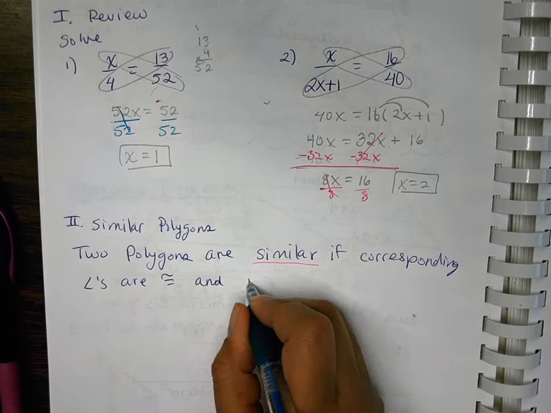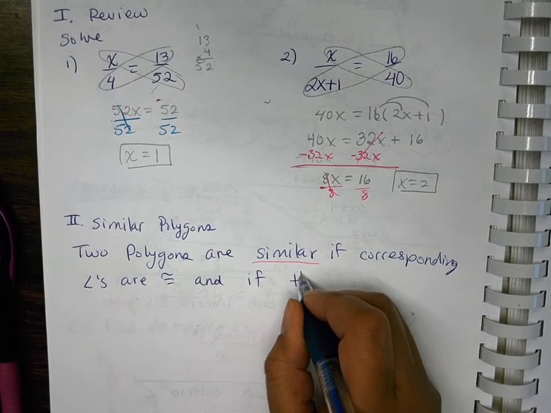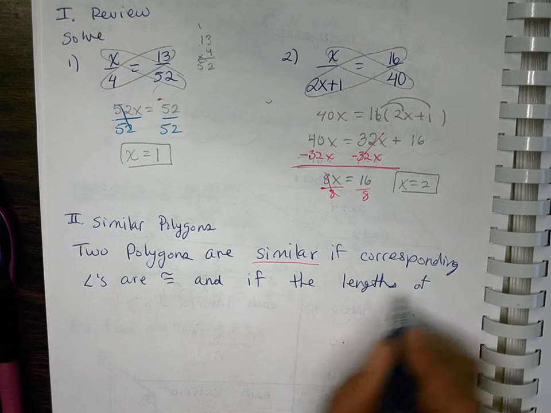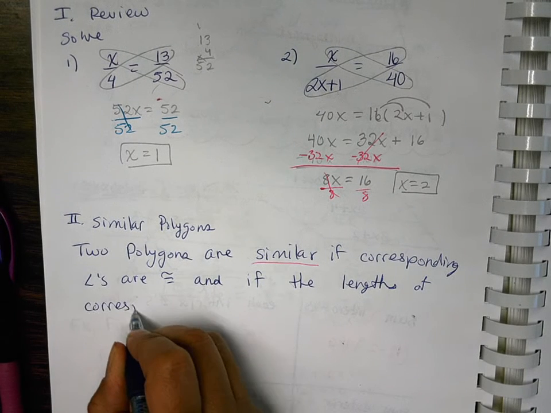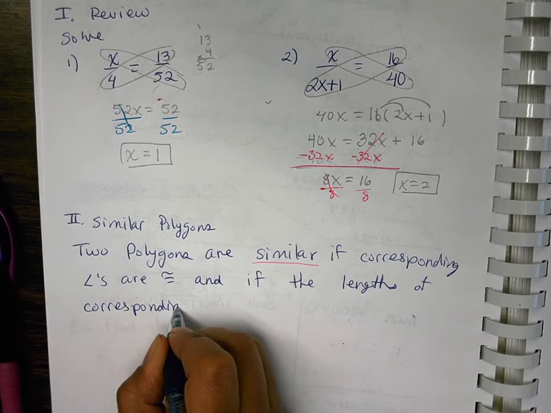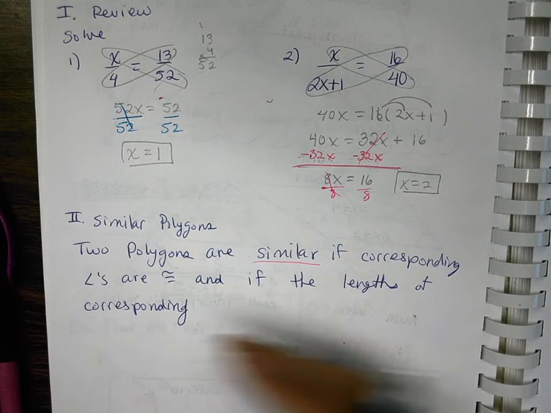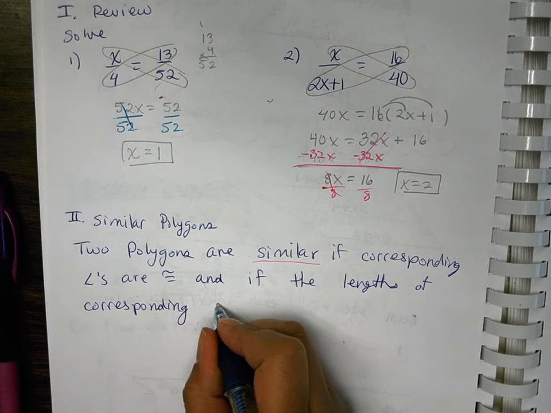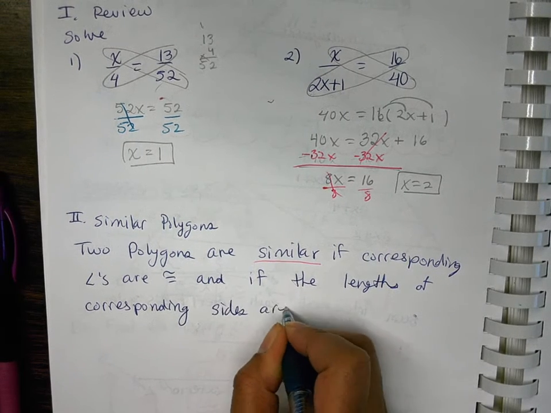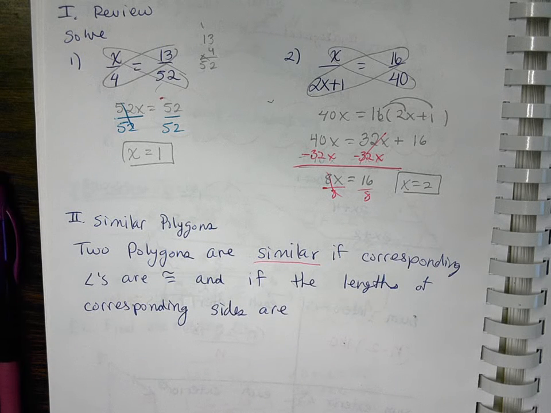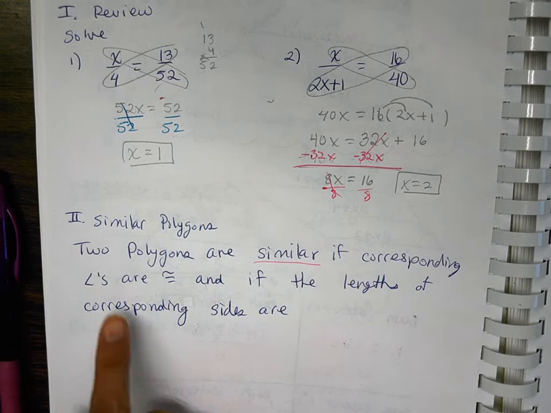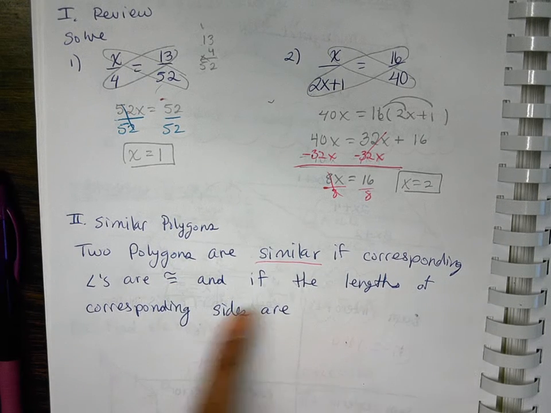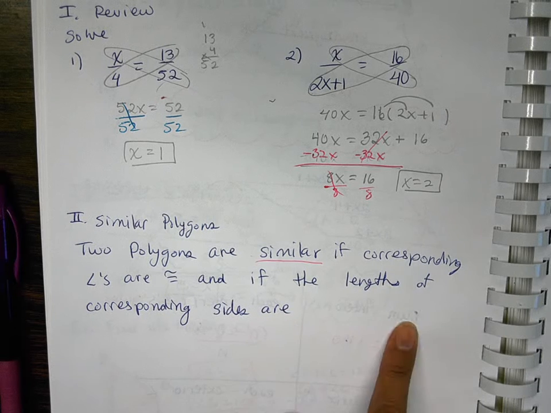And if the lengths of corresponding sides are blank. I'm not going to put the blank just yet. I want everyone writing this down. Two polygons are similar if corresponding angles are congruent, and if the lengths of corresponding sides are blank.